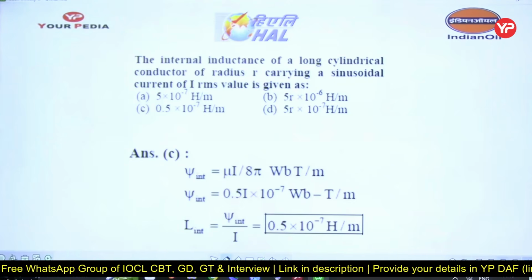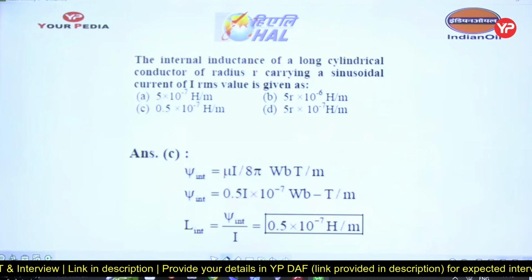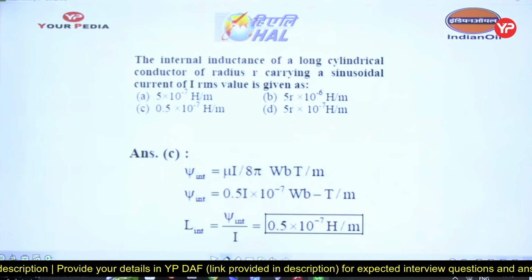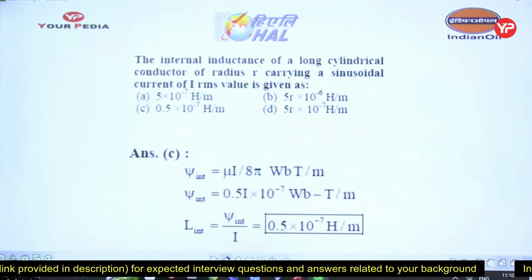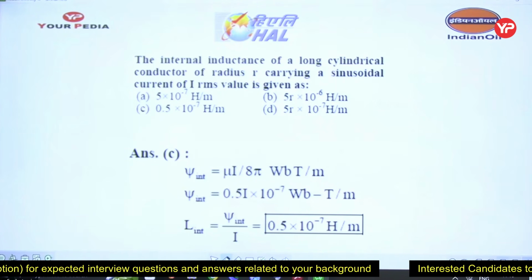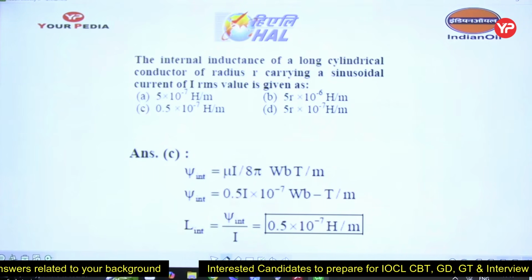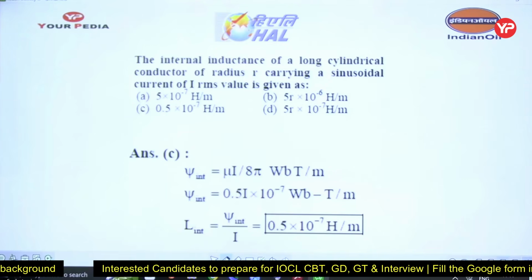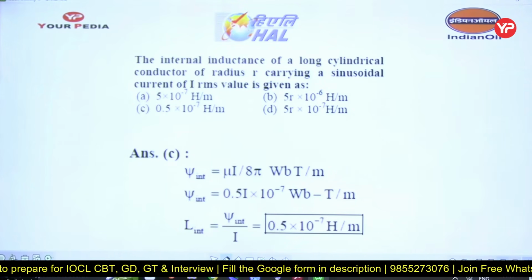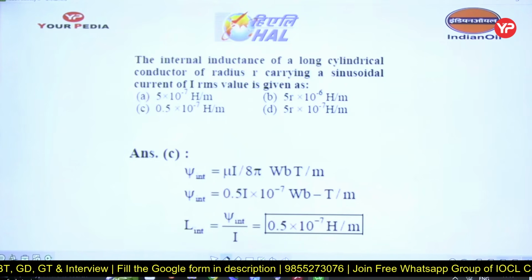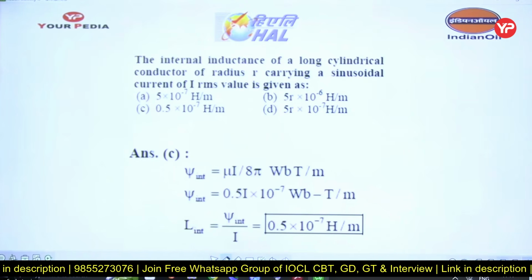Yes. The internal inductance of a long cylindrical conductor of radius r carrying a sinusoidal current of I RMS value is given as: mu naught mu r by 8 pi. Mu r is 1. Mu naught is 4 pi into 10 to the power of minus 7, divided by 8 pi. 4 pi by 8 pi will be 1 by 2, so 0.5 into 10 to the power of minus 7 Henry per meter. Repeat.